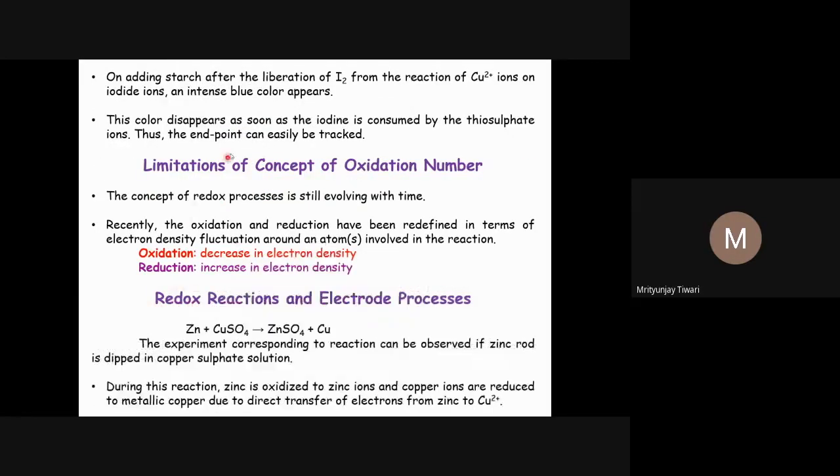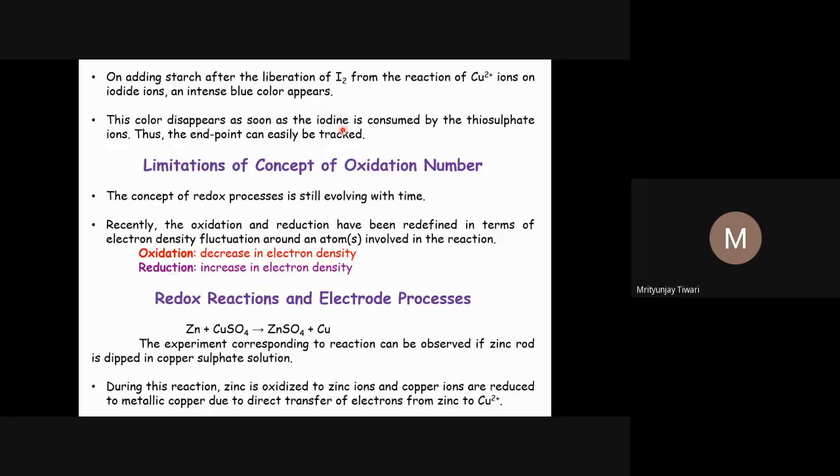So on adding starch after the liberation of iodine, once the iodine is liberated from the reaction of copper 2 plus ion on iodide ions, an intense blue color appears for the first reaction. The second reaction is with thiosulfate. What we see is the color disappears as soon as iodine is consumed by the thiosulfate ions. Thus the endpoint can easily be tracked here, whether the iodine is in excess or not.